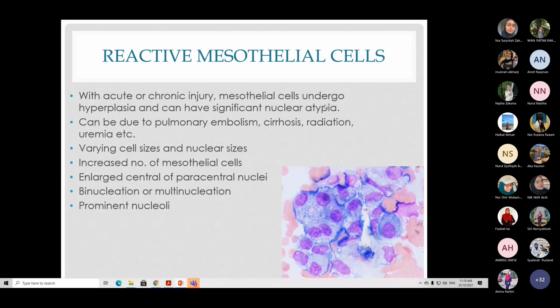So you know already about normal cells. How about the reactive mesothelial cells? This one is still not a cancer cell. This is still benign reactive mesothelial cells. Okay, so with acute or chronic injury, mesothelial cells can undergo hyperplasia and can have significant nuclear atypia. Okay, so it can be due to various causes. Okay, so what is the morphology of reactive mesothelial cells?